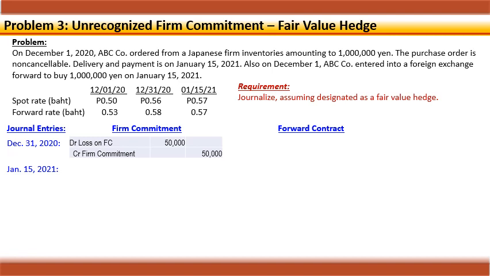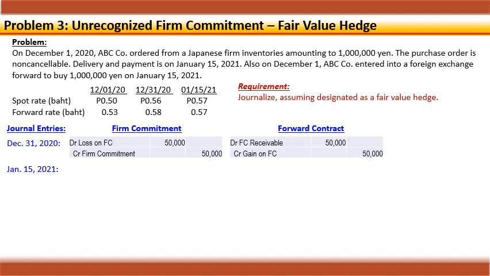Dati 0.53, magiging 0.58 mo siya babayaran. So, you have loss kasi tataas. Debit loss on firm commitment, 50,000. Credit firm commitment, 50,000. Your firm commitment will be a liability account. Pwede siyang, ang account na tawag mo dyan is the firm commitment liability. Pwedeng ganon. So, kapag asset naman siya, firm commitment receivable. Okay? For your forward contract entry, meron kang debit forward contract receivable for the same amount, yung movement mo ng forward rate. Credit ka gain on forward contract.